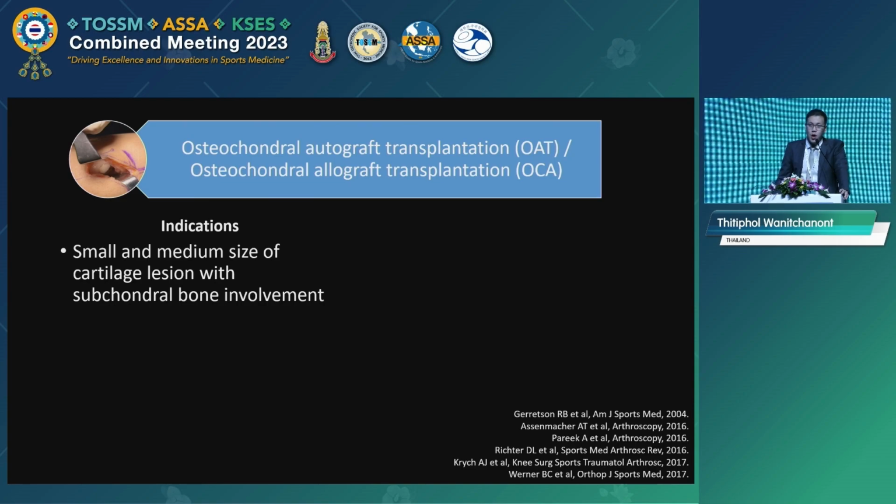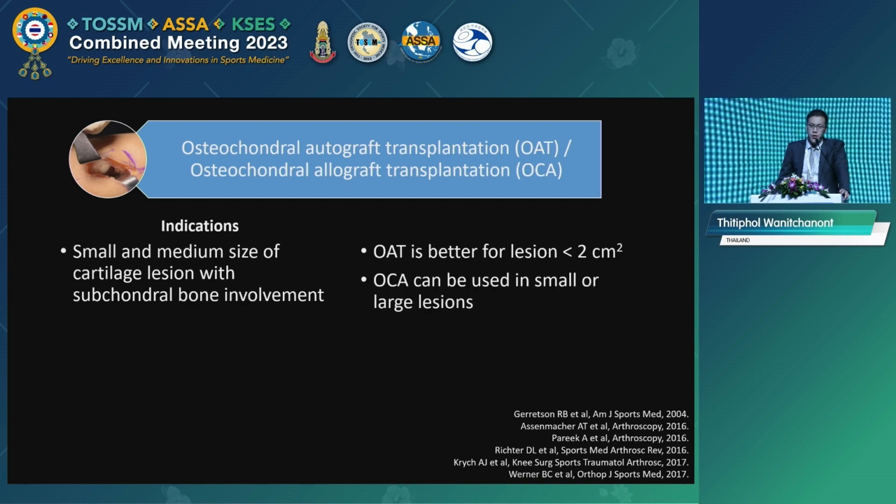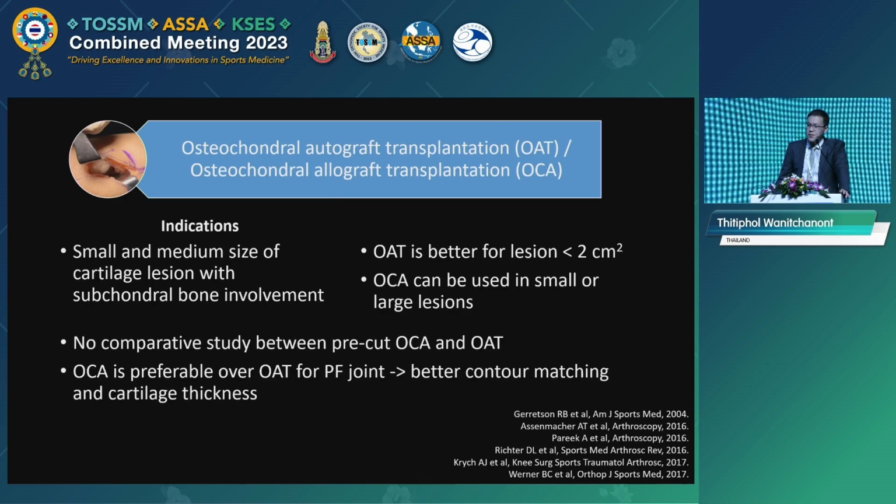For osteochondral autograft and allograft transplantation, OAT or OCA, it's indicated in small to medium size cartilage lesions with subchondral bone involvement. OAT is better for lesions less than 2 square centimeters. But OCA can be used in small or larger lesions. There is another aspect of concern, because in some countries, insurance will not allow OCA for small lesions. They will pay just for medium to large lesions. So that's the other point.